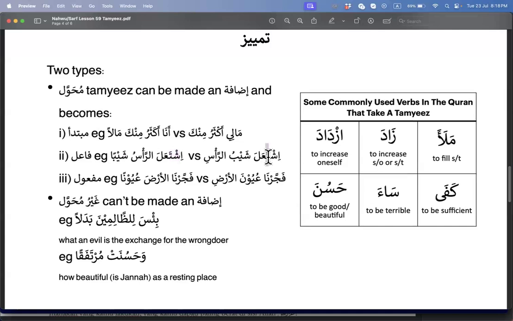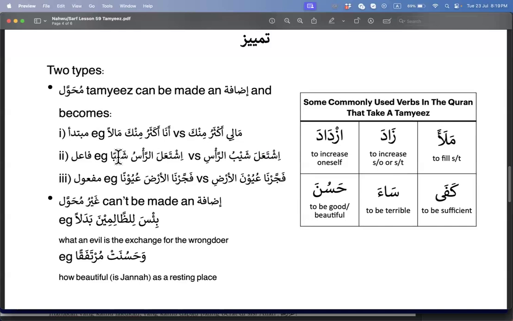Okay, so this is the hard one when it comes to a fi'il, because we can argue fi'il, fa'il, and maf'ul. As a non-native, that's how we think about it. I think it's okay if we make mistakes because we're non-native. Exactly. Alhamdulillah. And then we only make mistakes on the tamyiz. Alhamdulillah.